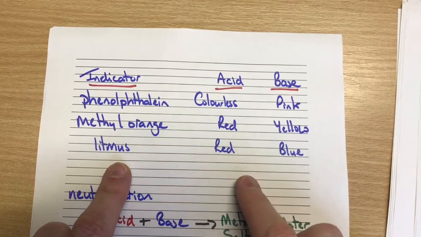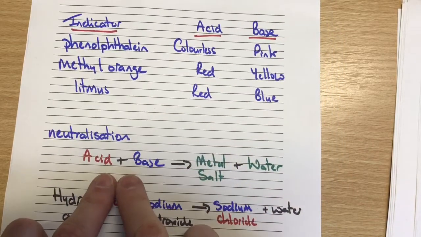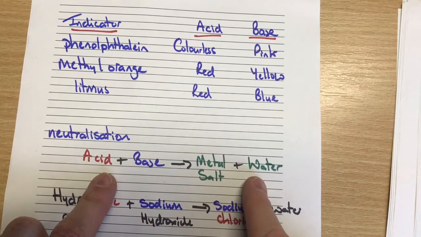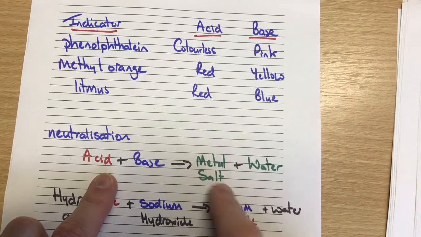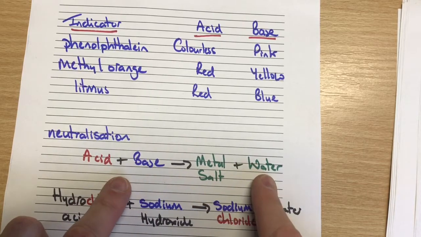In terms of neutralization, neutralization is represented by this general equation. So you have an acid and a base makes a metal salt and water. These are done in green because we know that pH 7 with universal indicator is green, and these are neutral. So the salt and water become neutral; acid and base form a metal salt and water.